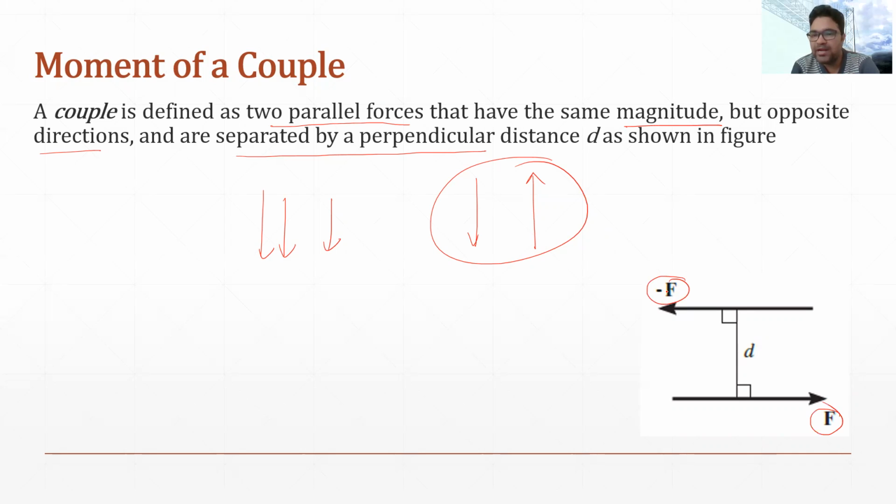I have provided negative F because it is on the leftward side. As per sign convention, we take leftward force as negative. Similarly, this is rightward, so I have taken this as F positive. And when they are separated by a distance d, then the system is known as the couple.